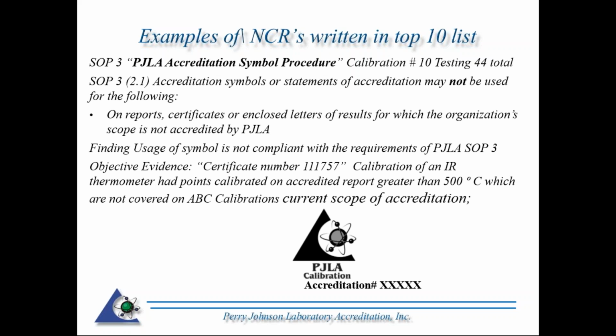On reports, certificates, or enclosed letters or results of the organization's scope is not accredited by BJLA. So in this particular instance, if you do a calibration or you do a test, it's pretty straightforward. If you're doing a test of something that's not under your scope of accreditation, you do not use a symbol on it. This is a particular instance here. As you can see, this particular company had this IR, which is infrared thermometry, on their accredited scope, they were accredited to do it. However, their range did not go above 500 degrees, and it was reported on the certificate points above the range that was on their current scope of accreditation.